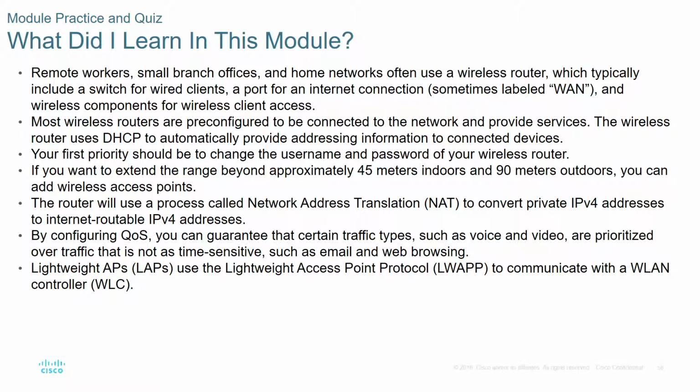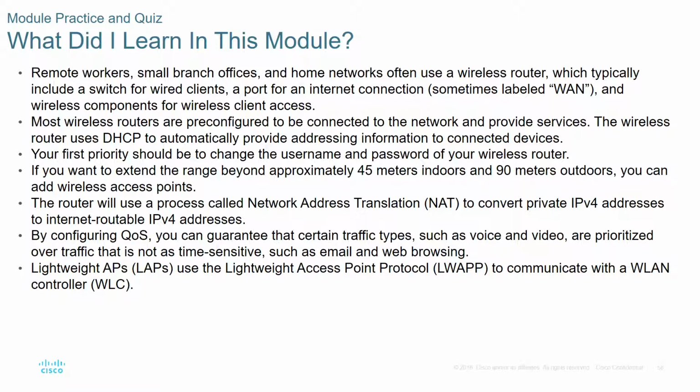What did we learn? Remote workers, small branch offices and home networks often use a wireless router, which typically includes a switch for wired clients, a port for an internet connection, sometimes labeled WAN, and wireless components for wireless client access. Most wireless routers are pre-configured to be connected to the network and provide services. The wireless router uses DHCP to automatically provide addressing information to connected devices. Your first priority should be to change the username and password for your wireless router.